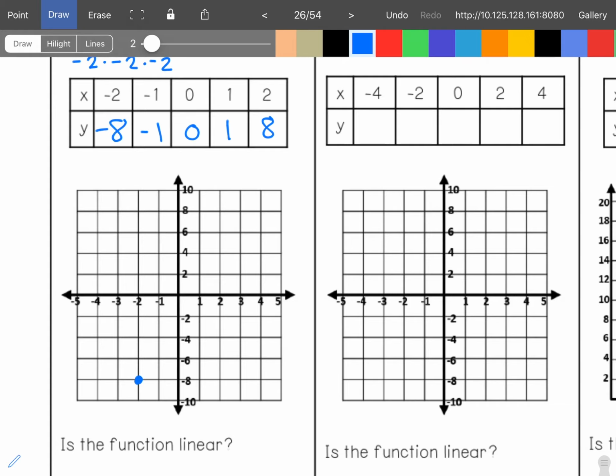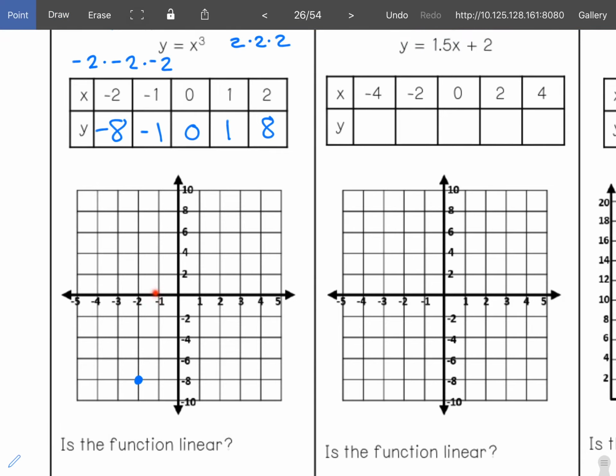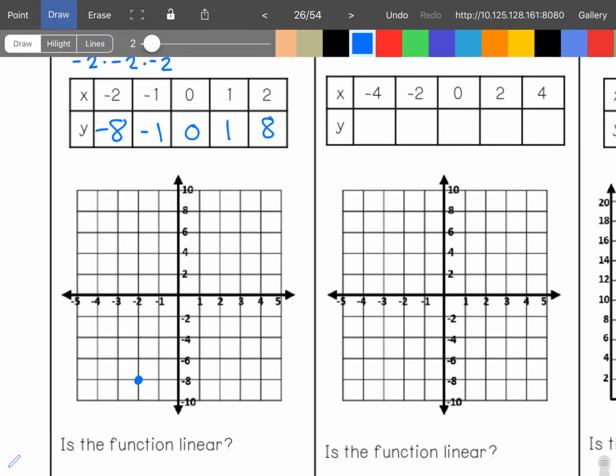So -2, -8 is easy. -1, -1, you can go left 1, but see how it's going by 2s? So you're going to have to go left 1 and then down about a half of a way to -1 right here. All right, and then we have 0, 0, and then the same thing, right 1 and then up 1, which is really only about halfway, and then 2, 8.